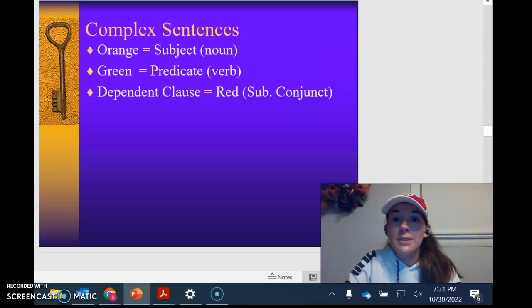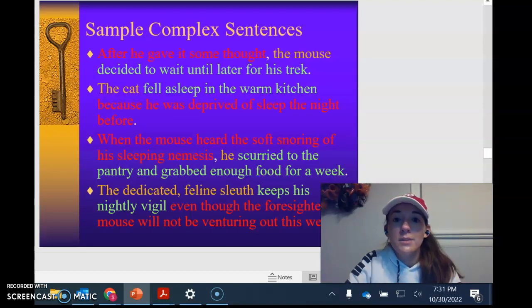And for our examples, the orange text is going to be our subject and noun. The green text is going to be predicates and verbs, and dependent clause is red. And so those are subordinating conjunctions. So here are our samples. So just like before, after he gave it some thought, the mouse decided to wait until later for his trek.